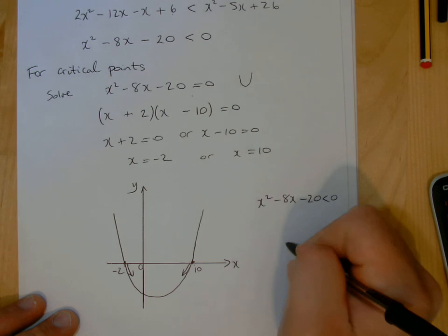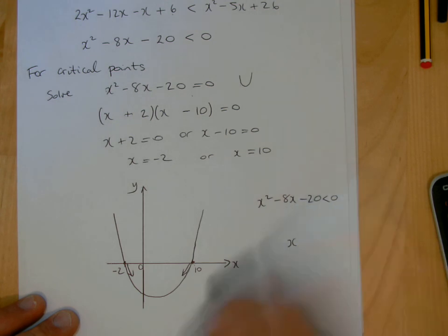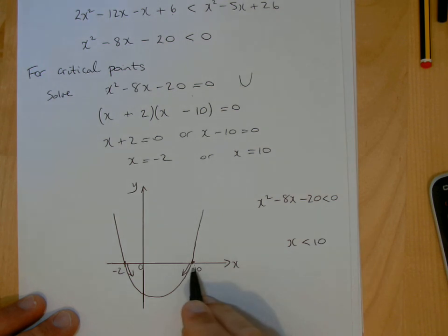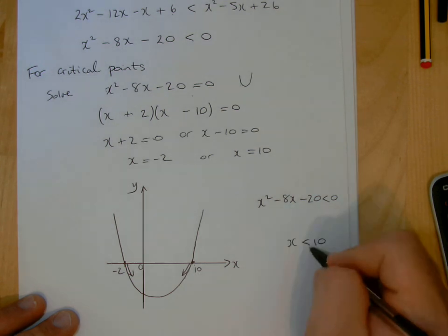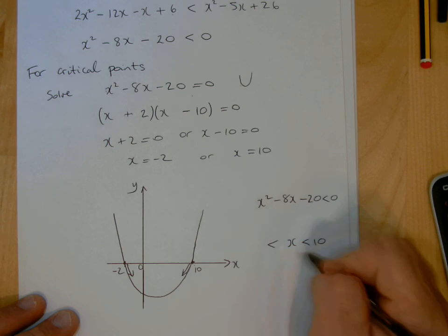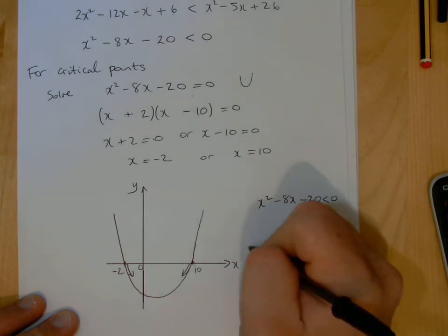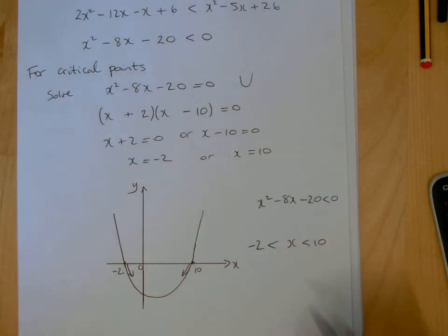So in terms of setting out a range of solutions, well, I always do x. I always start with the biggest one. x is less than 10, because it is going to be less than 10, but it's going to be bigger than the lowest value here. So I'll copy that inequality here, same direction. x is bigger than minus 2. And there's my solution.